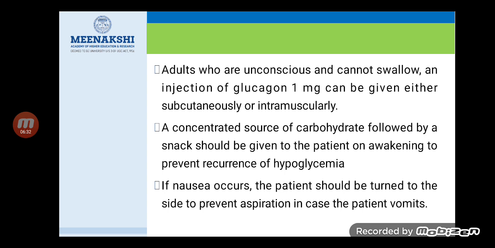Suppose the patient is unconscious and cannot swallow, then 1 milligram of glucagon can be given either subcutaneously or intramuscularly. A concentrated source of carbohydrate followed by a snack should be given to the patient on awakening to prevent recurrence of hypoglycemia. Suppose the patient has nausea, they can be asked to lie down in the side-lying position to prevent aspiration in case they vomit.